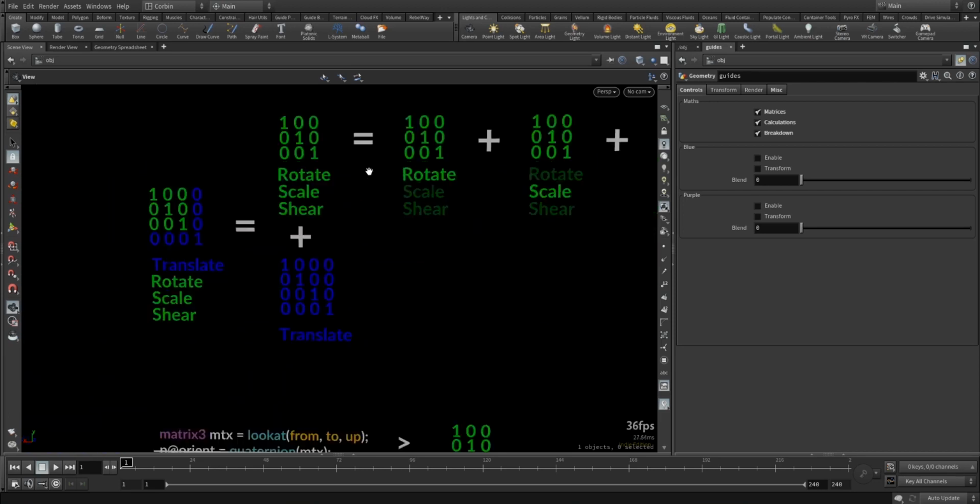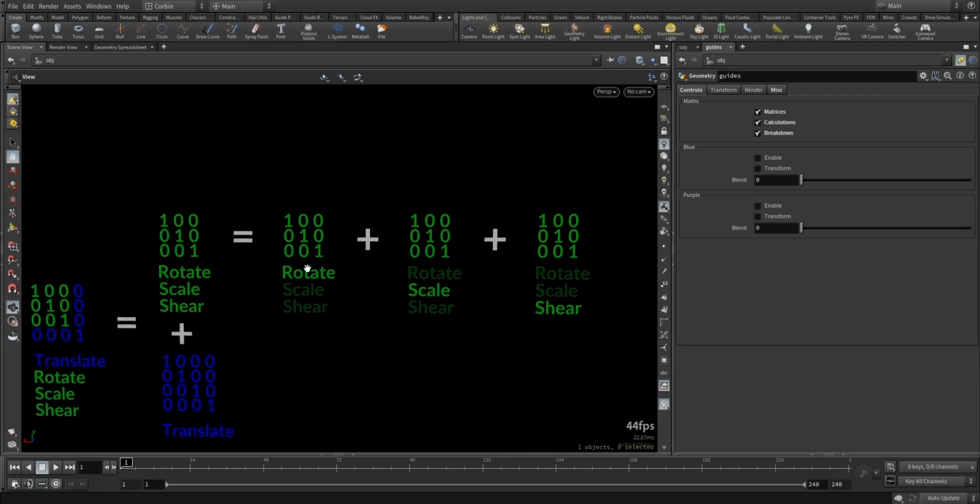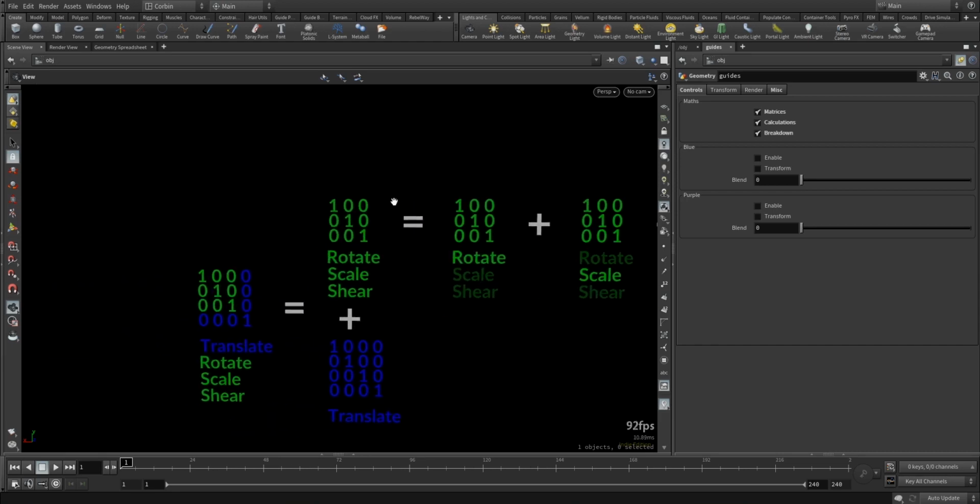Maybe like you saw earlier, we had our lookat. So we can use lookat to calculate a 3 by 3 rotation matrix. And then we have our scale values. We multiply them together to get our rotate, scale, and shear 3 by 3 matrix.